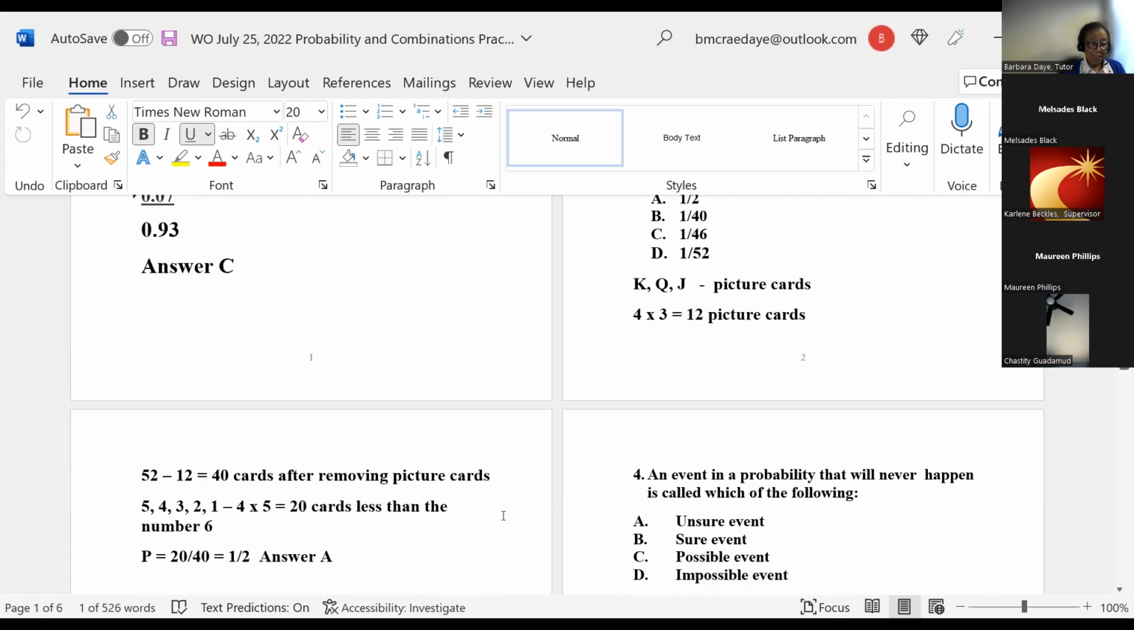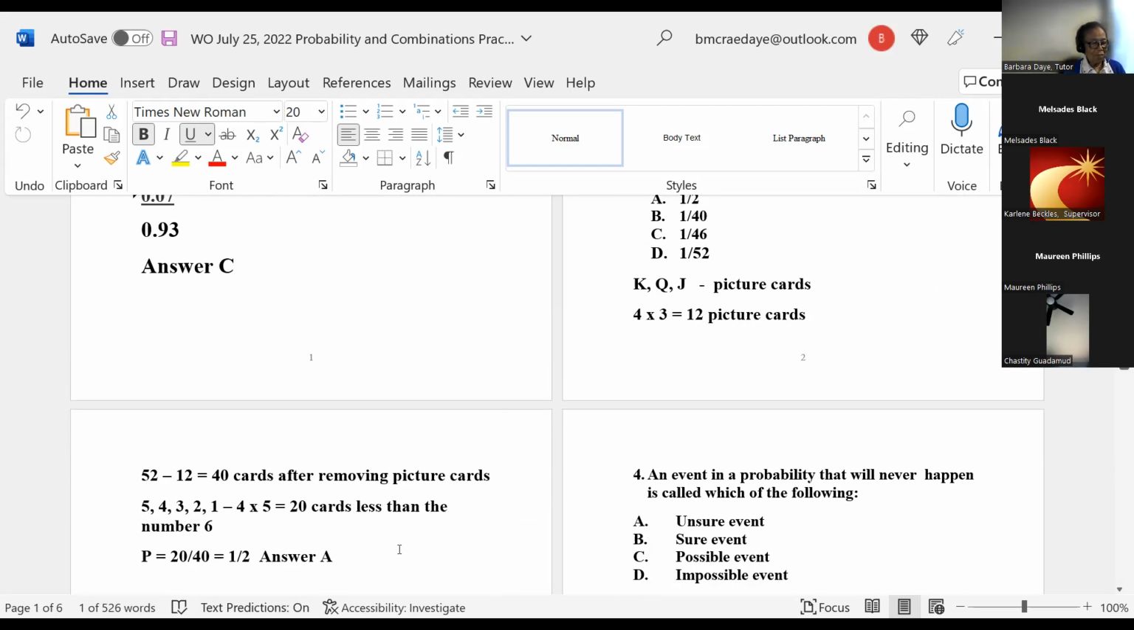How many cards are less than the number 6? 4 times 5 is 20. So there are 40 cards left after you take the picture cards out, and 20 cards less than the number 6 in the deck. So the probability is possible. That's the 20. One second, I'm sorry. You said 20 cards less than the number 6.